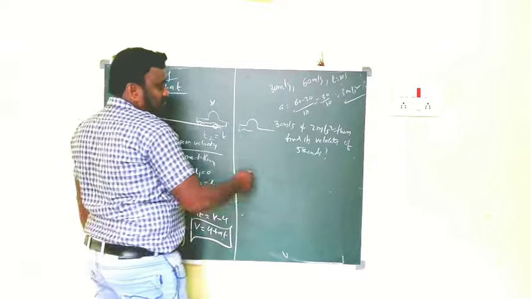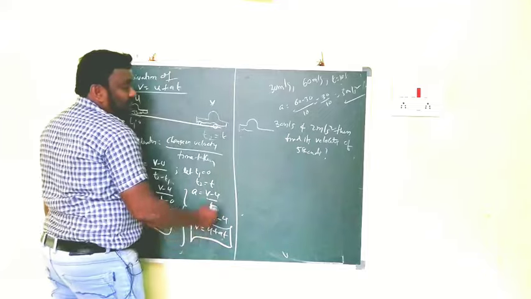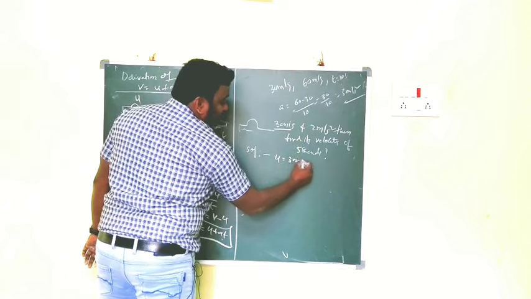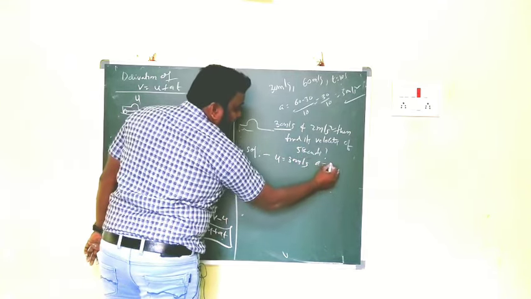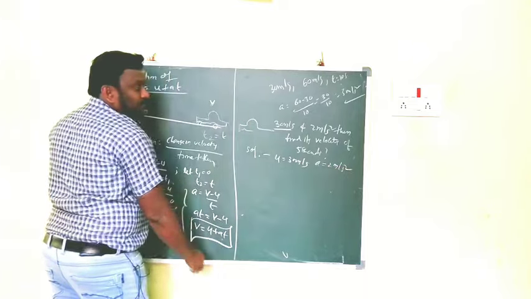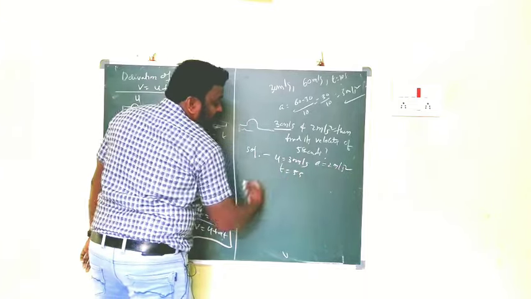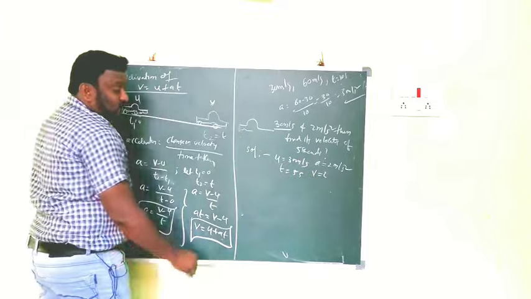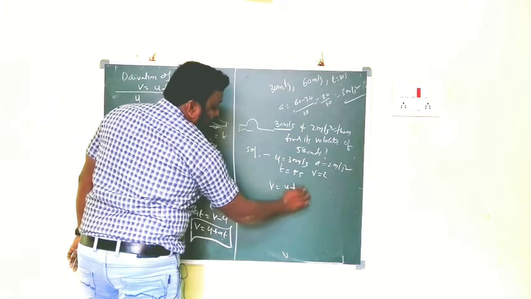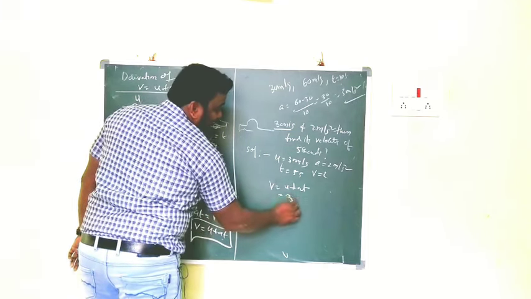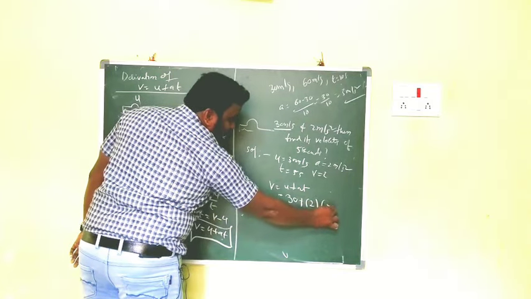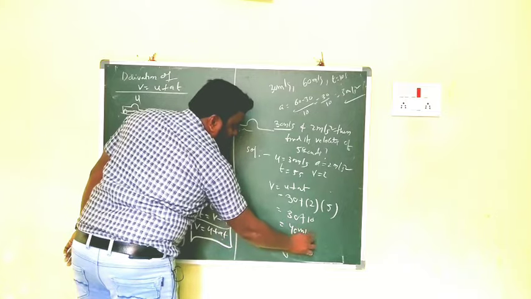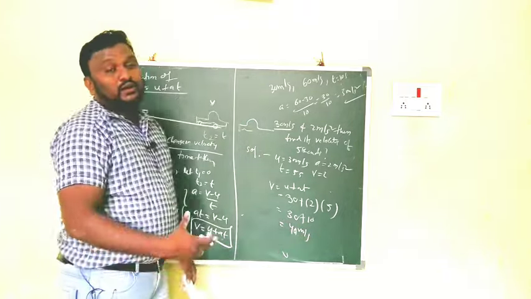So here, we go for this formula. Given values: velocity was given as 30 meter per second, acceleration was given as 2 meter per second square, and time was given as 5 seconds. What do you have to find? Final velocity. Then what to write? v is equal to u plus at. u is 30, a is 2, and t is 5. Then 30 plus 10, that is 40 meter per second. So we have problems like that.